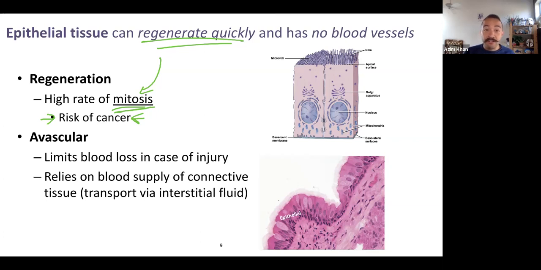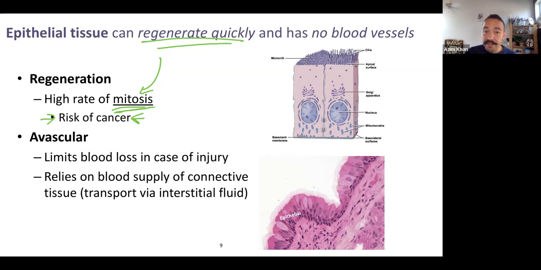Now imagine your cells are trying to make more cells. To do that, they have to make more DNA. DNA is literally a sequence of these special molecules, nucleic acids. That sequence sometimes gets messed up. Your cells can make mistakes. If your cells can't catch those mistakes and you keep those mistakes going, that can lead to things like cancer. Epithelial tissue needs to regenerate quickly to replace cells that have been lost.